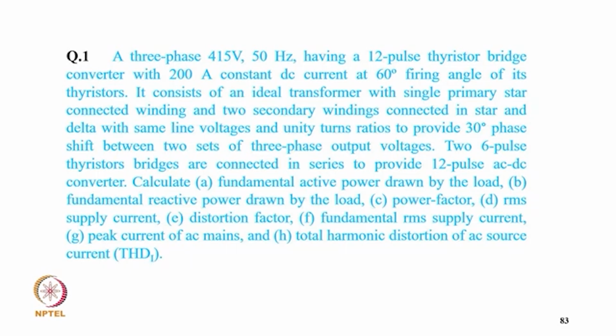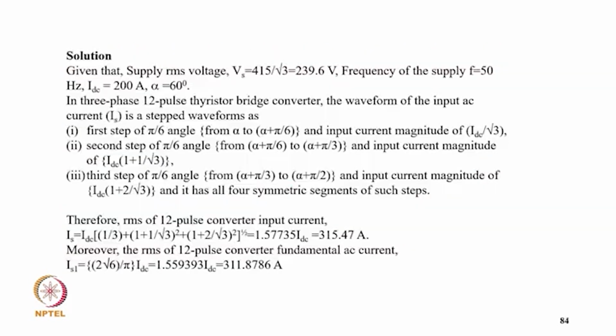And two 6-pulse thyristor bridges are connected in series to provide a 12-pulse AC converter. To calculate: the fundamental active power drawn by the load, the fundamental reactive power drawn by the load, power factor, RMS supply current, distortion factor, fundamental RMS supply current, peak current of AC mains, and total harmonic distortion of AC mains current. So coming to the solution, given that supply voltage is Vs equal to 415/√3, that is 239.6 volt, frequency of supply 50 Hz, IDC 200 and alpha is 60 degrees.